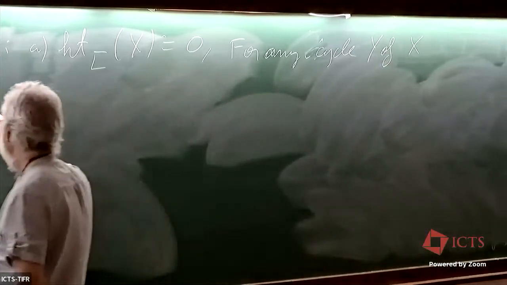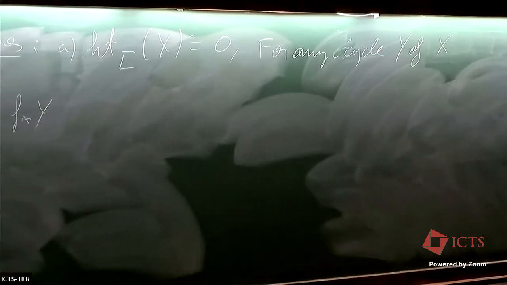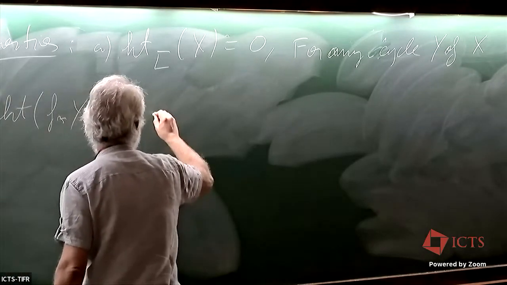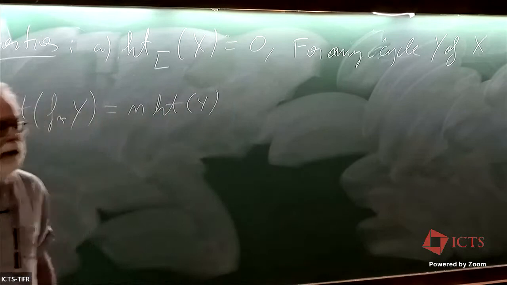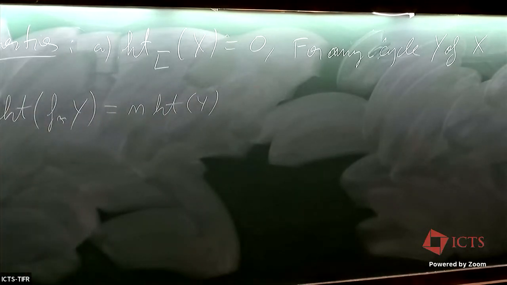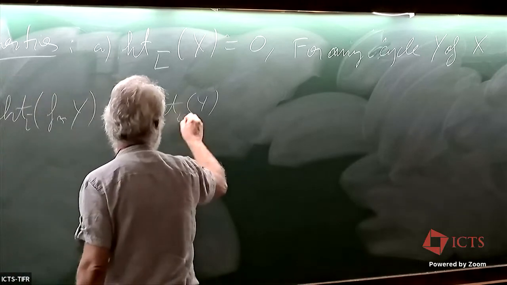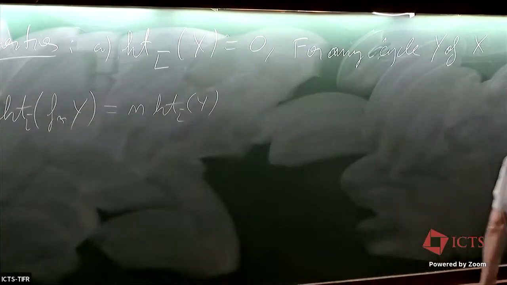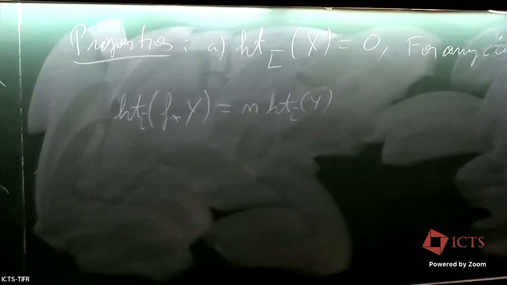Y of X, if I look at the direct image f lower star of Y, this will again be a cycle on X, and I compute its height, then this will be exactly equal to n times the height of Y. So when I take the image, the height gets multiplied by n, the height with respect to L bar. So L bar is the line bundle L with the limit metric. Remember that I have said before that this system of metrics converges to a metric, and then I define L bar as L with this family of metrics.